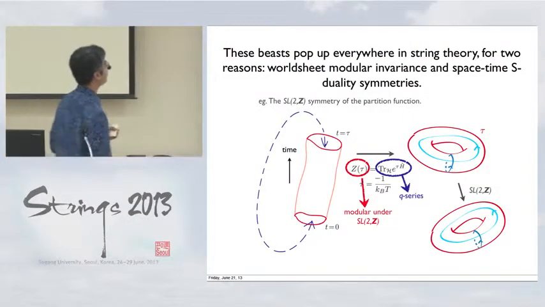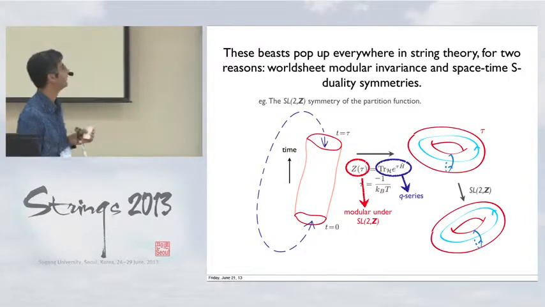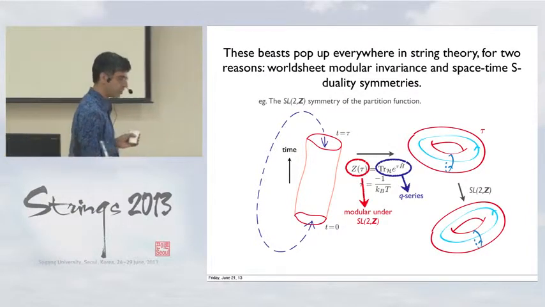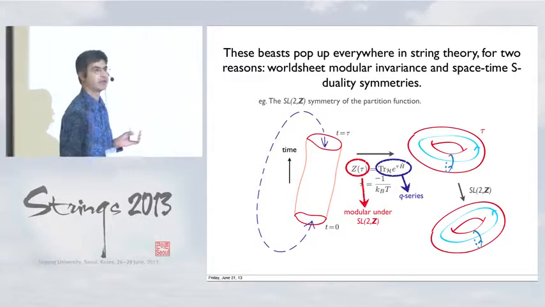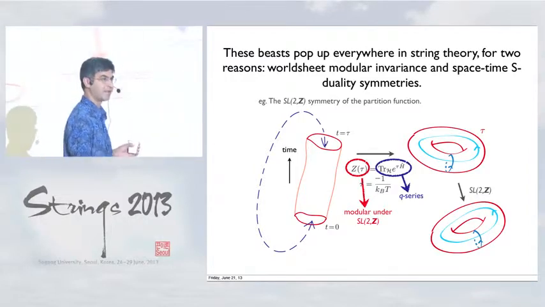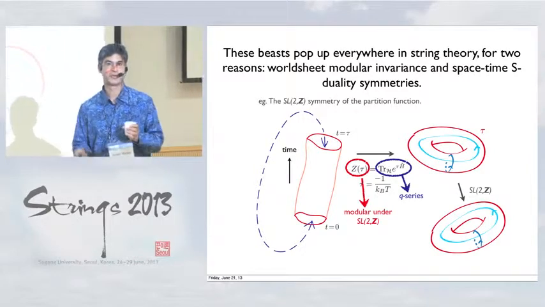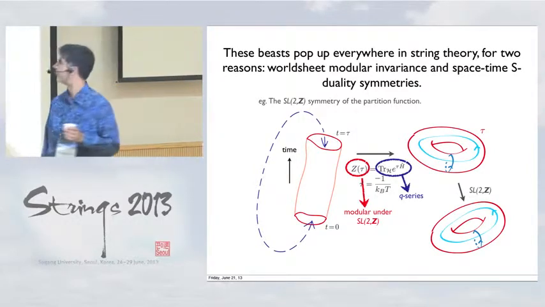Now, these beasts pop up everywhere in string theory for really 2 different reasons. The first is that the world sheet is a 2D conformal field theory. It should be modular invariant. Large gauge transformations on a torus shouldn't change results in world sheet computations. And so modular functions or forms show up in integrands of string world sheet amplitudes.